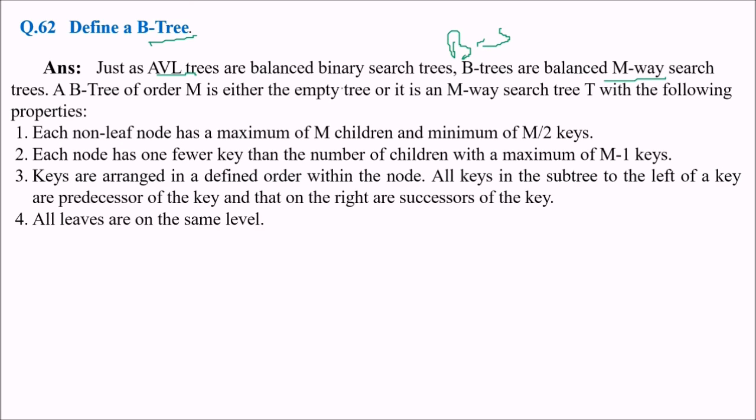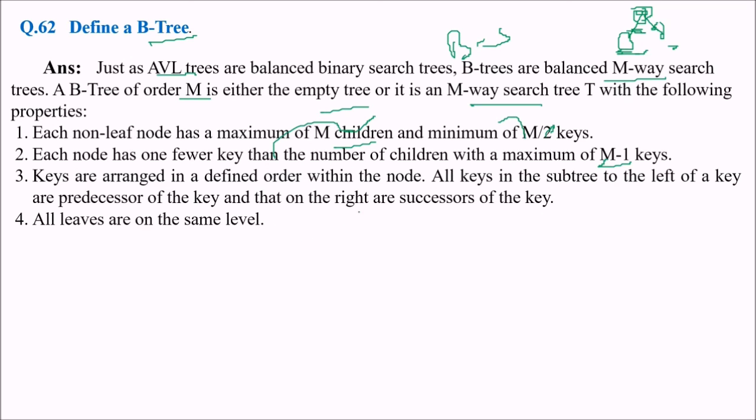So it is a balanced M-way search tree, and a B tree of order M is either the empty tree or it is an M-way search tree with the following properties. Each non-leaf node has a maximum of M children and a minimum of M by 2 children. The tree has a root, internal nodes, and leaf nodes. So all the non-leaf nodes have a maximum of M children, and the minimum is M by 2, which is an integer division. Each node has one fewer key than the number of children, with a maximum of M minus 1 keys.